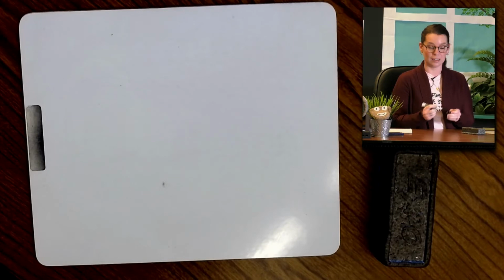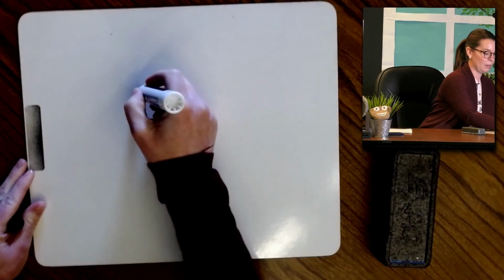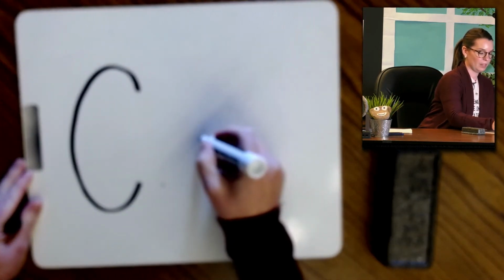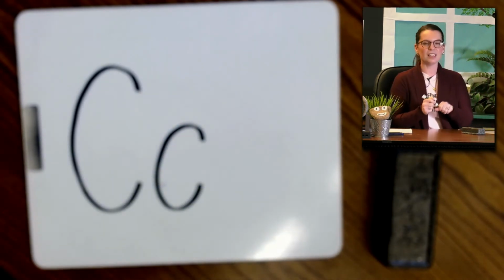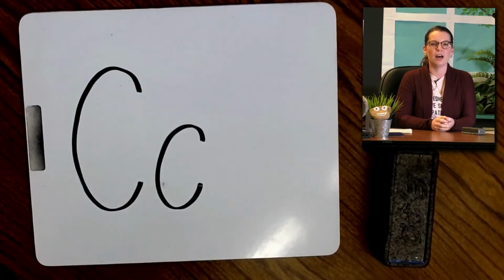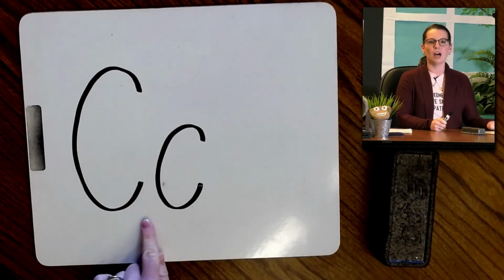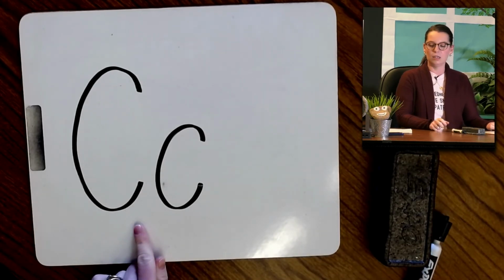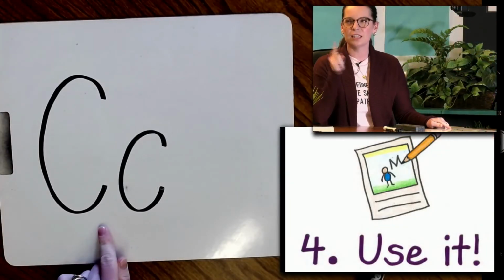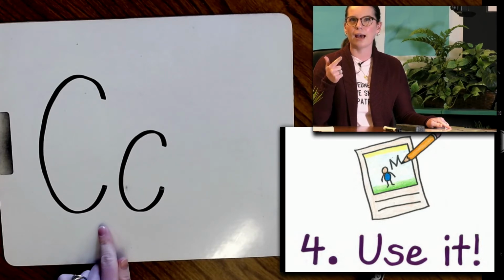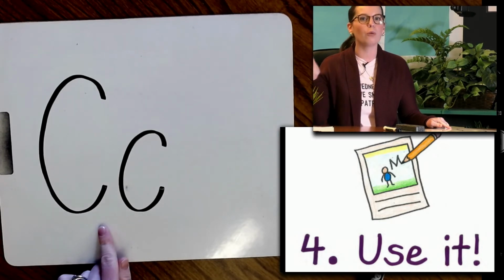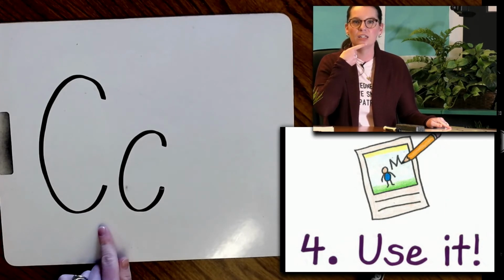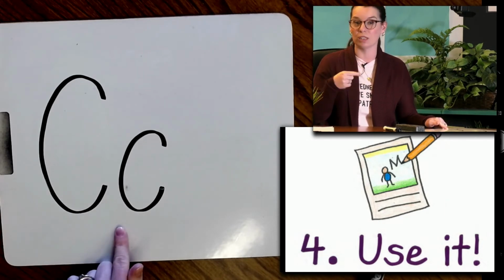Now we use it. I'll write a C back on my board, bump around and stop. Pens out, bump back around and stop. Let's think of some words that we know that start with a K, which is the sound a C usually makes. K. Take some think time. Put a finger up for each word that you can think of. Turn and tell your learning buddy all the words that you thought of that start with K, which is the sound that C usually makes.